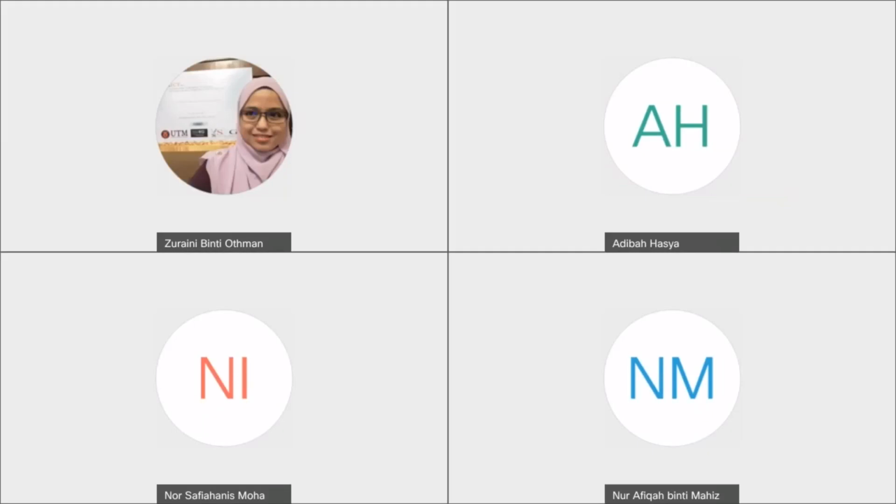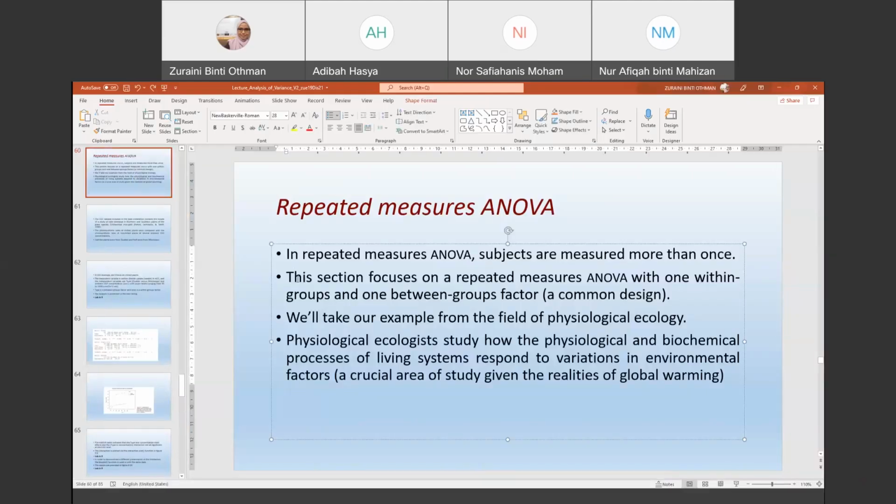Kita sambung for the part 2 for today's lecture. Today's lecture, the title is analysis of variance. Okay, just now we stopped at slide 60: repeated measure ANOVA.